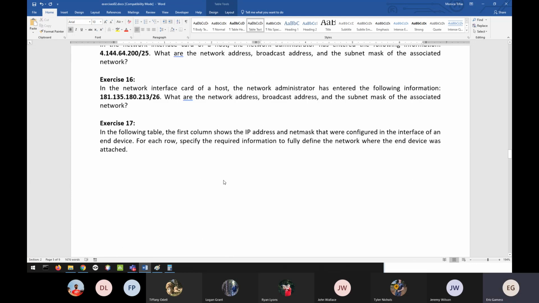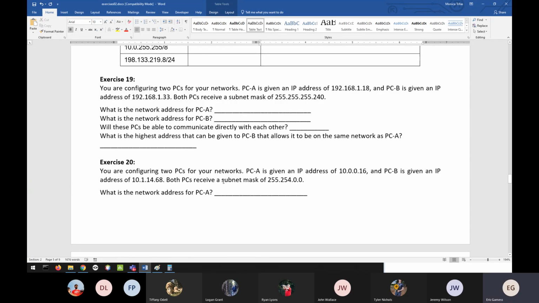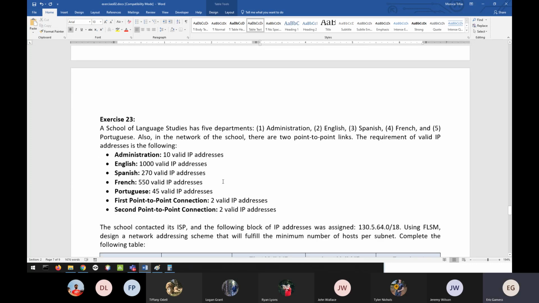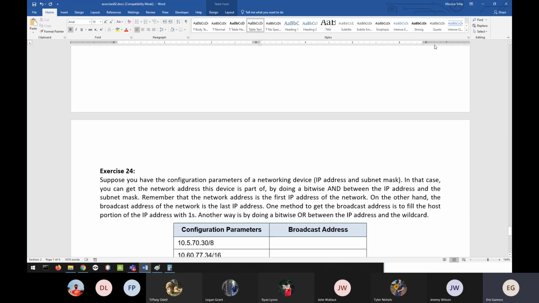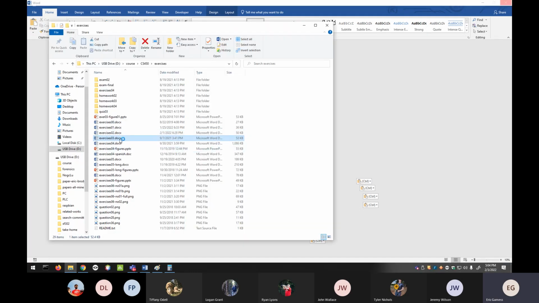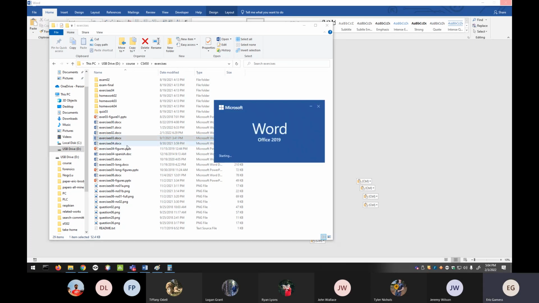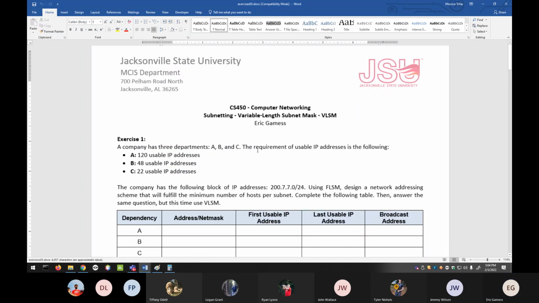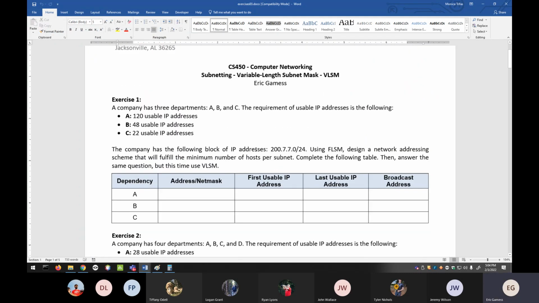There are many exercises. Please look at them. If there is any specific one that you want to resolve, let me know. I'm going to go to other exercises. We are going to do now subnetting with variable length subnet mask, which means that we are going to create subnetting of different size. Okay, first exercise here.